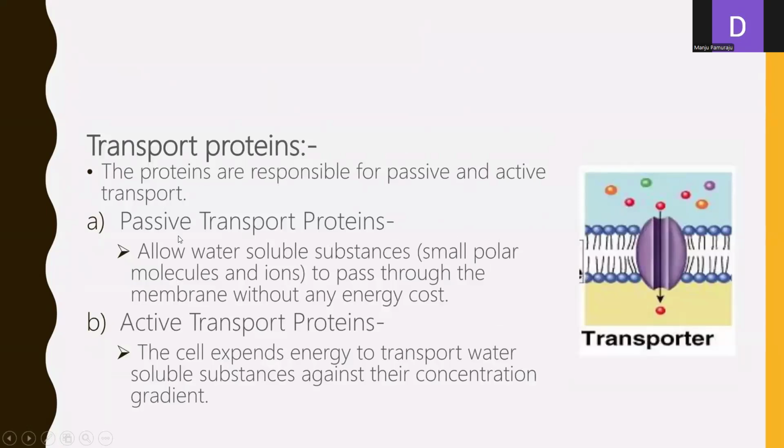So another one is the transport protein. Again here two types, that is passive transport proteins and active transport proteins. Passive transport proteins allow the water soluble substances without taking any energy, whereas the active transport proteins expend energy to transport the water soluble substances. So this is about the membrane protein. So this is also important.